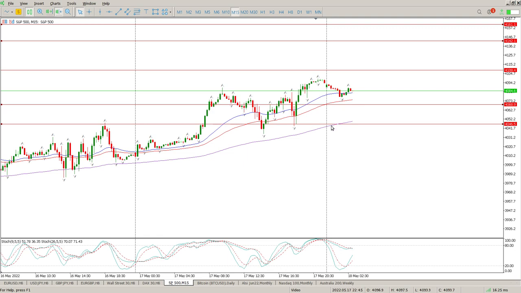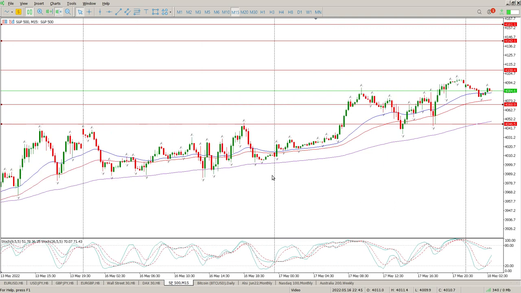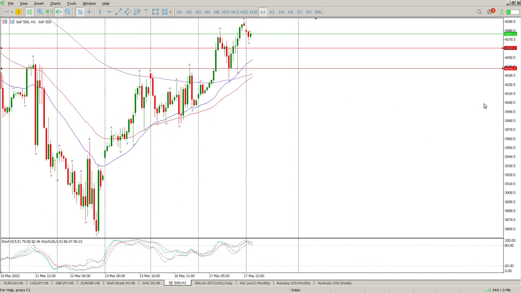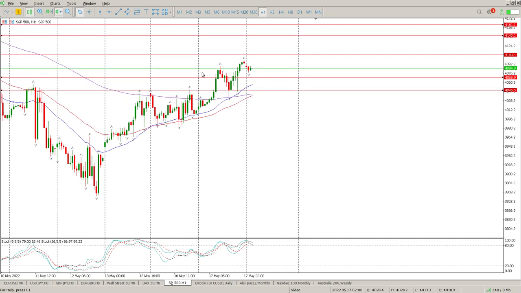To the downside, we would need to drop below 40.46. So we need to see a break and a retest of 40.46, and that would bring us into a downtrend. So the 15-minute trend is up. The 1 hour trend has potentially reversed and is looking for some upside at the moment.